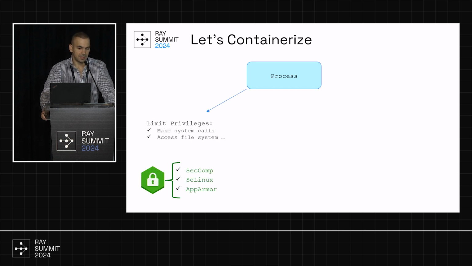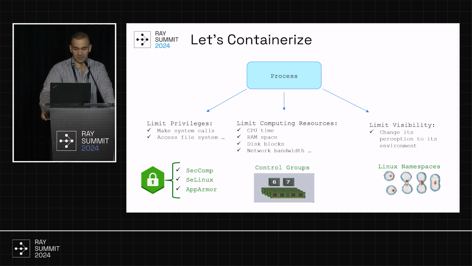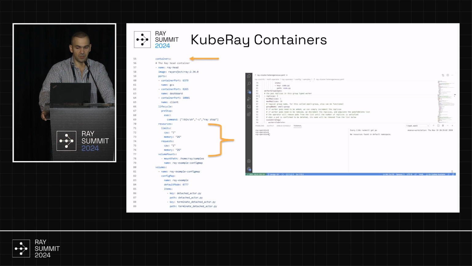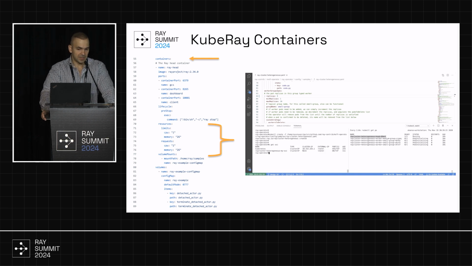You would have the process. You could limit the process privileges with seccomp, SELinux, and AppArmor. There's a bunch of tools that will help you there. You can limit computing resources with cgroups. You can also limit visibility by using Linux namespaces. All of that you don't need to worry about, because when you're using KubeRay, KubeRay uses the pod template in Kubernetes, and that by default allows you to leverage all those constructs. You can see here a snippet of how you're specifying cgroups. You don't know you're specifying cgroups, but you are implicitly. So, first level, we're using containers.